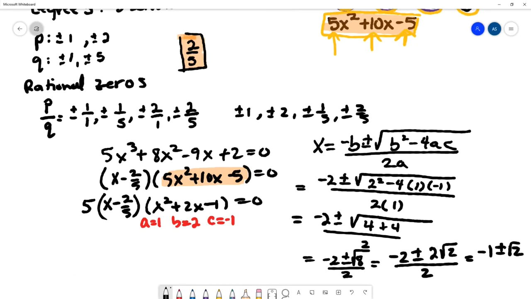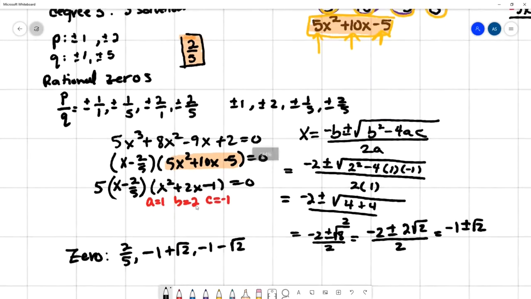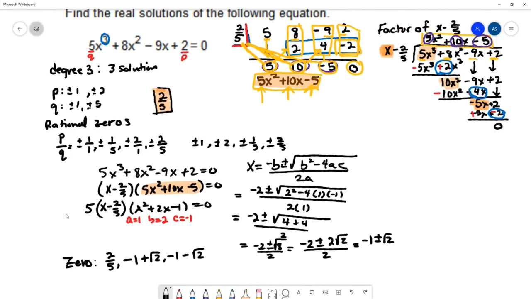So now I've identified all of the zeros. Remember, we said that there would be 3. So we have 2/5 being one of them, -1 plus square root of 2 being the second one, and -1 minus square root of 2 being the third. So these are the zeros, or the solutions, of our polynomial equation, 5x cubed plus 8x squared minus 9x plus 2.